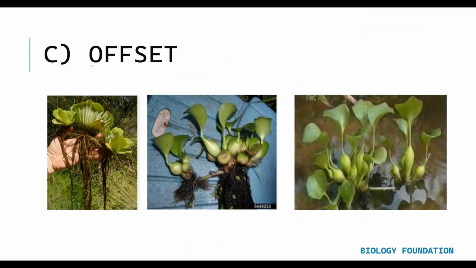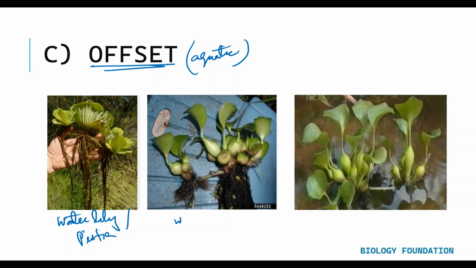The third one is offset. Offsets usually are seen in aquatic plants. Here you have water lily, which is also known as pistia, and this is water hyacinth, or eichhornia. Both these pictures are of water hyacinth or eichhornia. Here, can you see, this is one plant, plant one, and this is another plant, plant two. Can you see a stem? Here also, can you see, right?